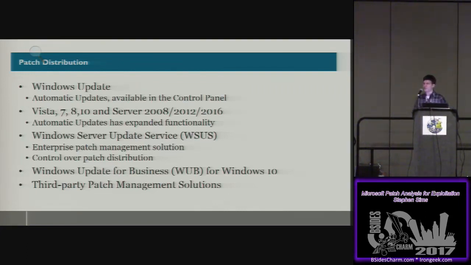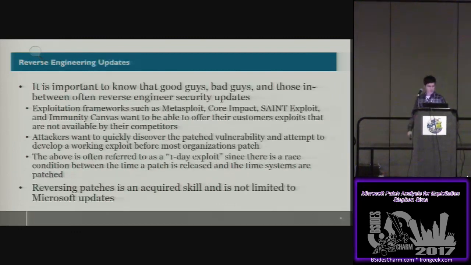So Windows Update for Business is specific to Windows 10 if you want to go that route. So I'm just moving along here quickly so I can get to the good stuff. But it's important to understand where things are going. So reverse engineering updates, that's done by the good guys, the bad guys, and everybody in between. And of course, it's all about finding the vulnerability and being able to get code execution.